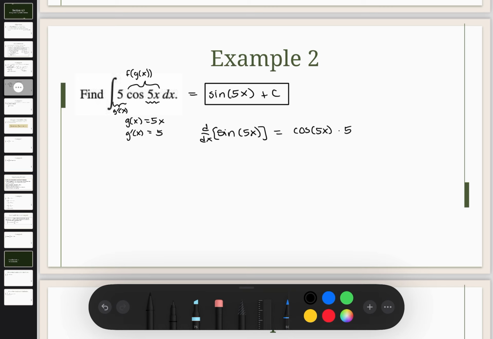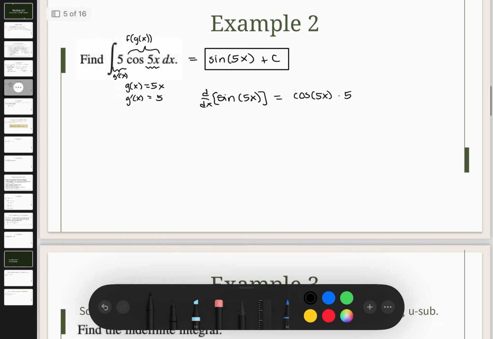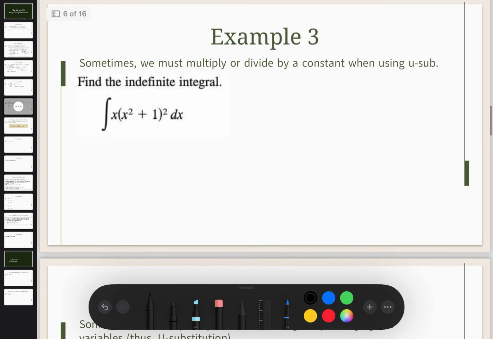Sometimes we need to do it slightly differently. Sometimes I need to multiply or divide by a constant or rearrange something. So we're going to see that in this next example, example 3. Again, here is kind of my composite function. So I'm going to say that g of x is x squared plus 1. My derivative of that, okay, this is very similar to what we just did. My derivative of that is 2x, but I only see x, not 2x, okay?